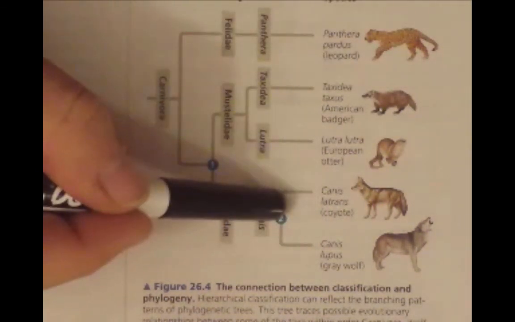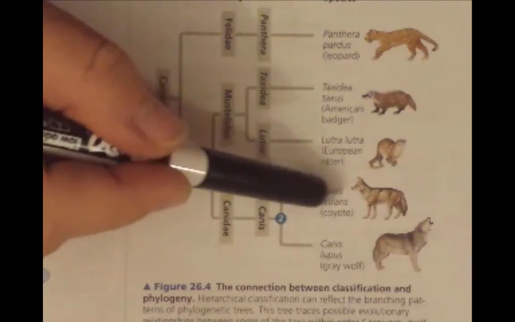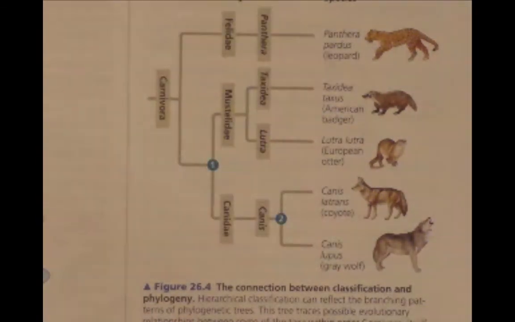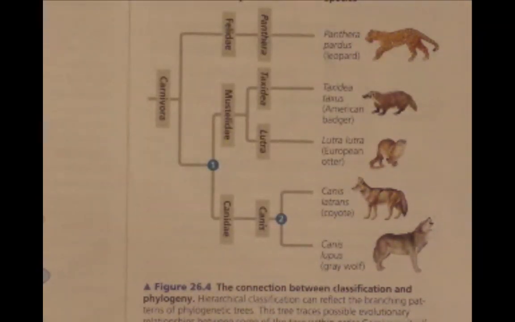was a common ancestor that gave rise to 2 lineages, both the coyote and the gray wolf. This common ancestor of both the gray wolf and the coyote is no longer alive. But it did give rise to these two distinct lineages.